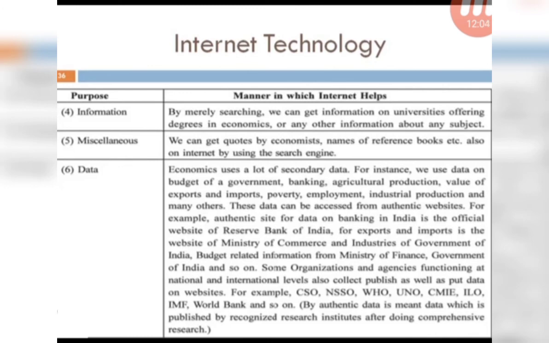So these data can be accessed from authentic websites. Mark the words authentic website. Okay, so you can get it from the official website, then only it can be correct information. For example, an authentic site for data on banking in India is the official website of the Reserve Bank of India. So from the RBI official website you can find various information related to banks. For import and export, the website of the Ministry of Commerce and Industry of the Government of India is available to you, and budget-related information you will get from the Ministry of Finance, Government of India, and so on. So there are various authentic websites and you can find the relevant data from them.